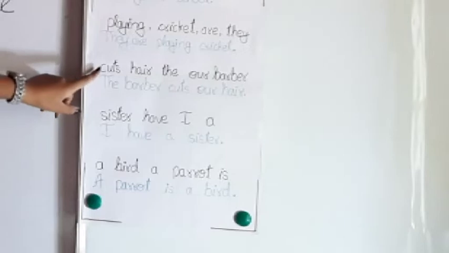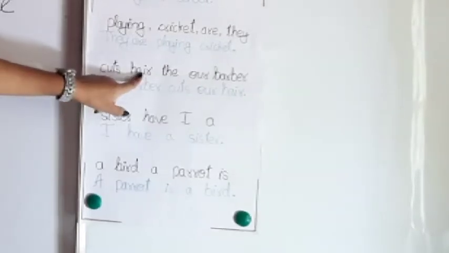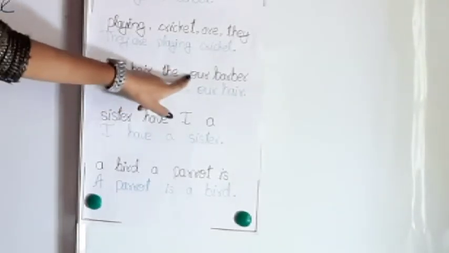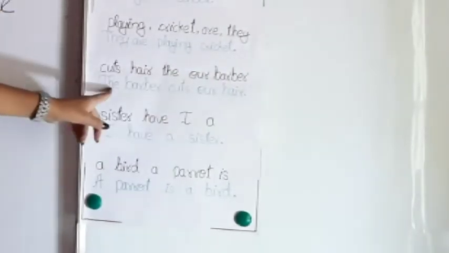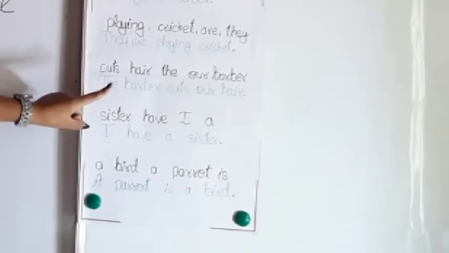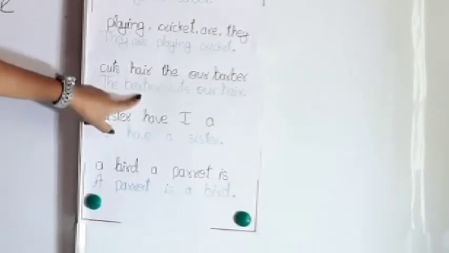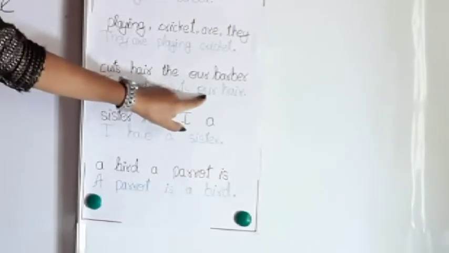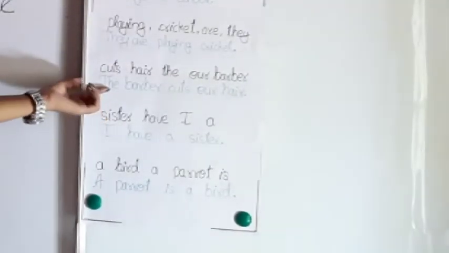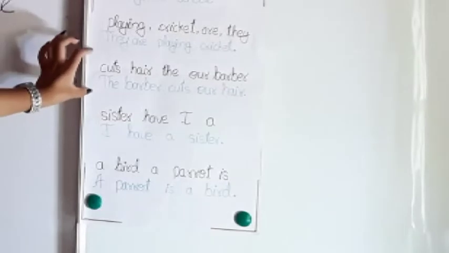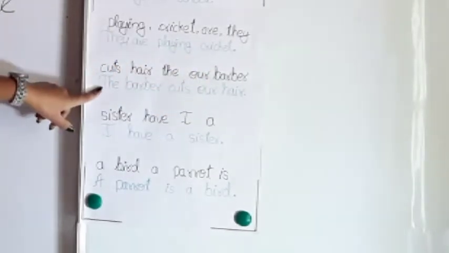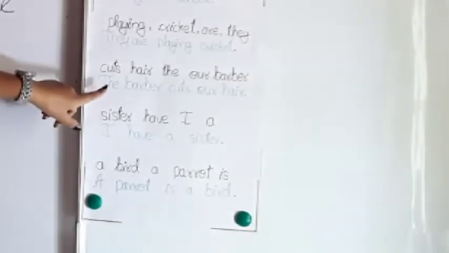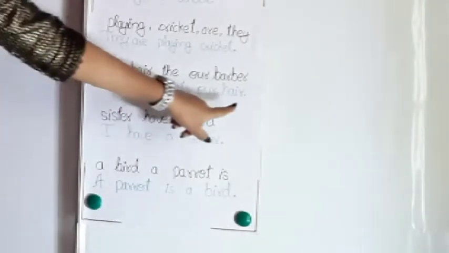Third one: cuts here the our barber. So let's form a complete sentence. The barber cuts our hair. Yes, it forms a complete sentence. So it is a complete and meaningful sentence. And here the sentence starts with capital letter T and ends with a full stop.